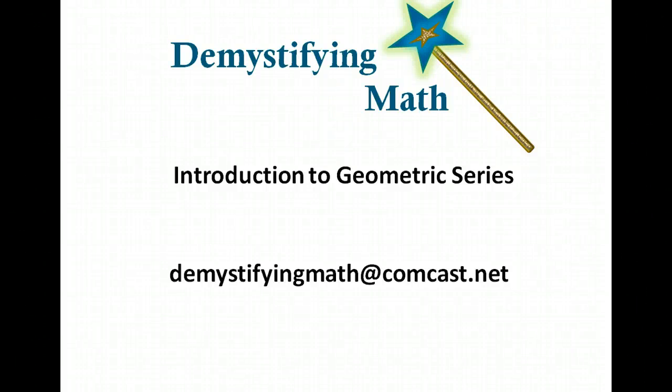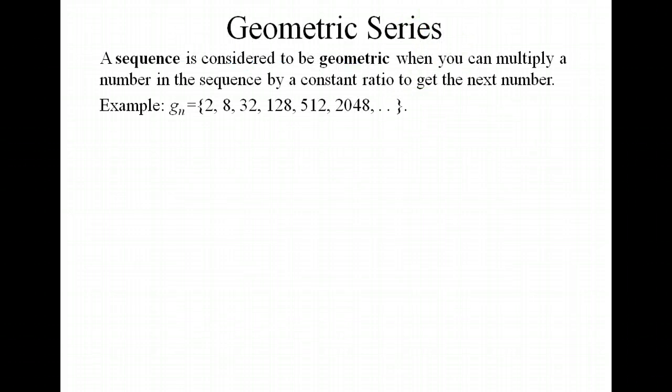In this lesson we're going to be discussing geometric series. Let's start off with geometric sequences. You know that a sequence is geometric if there is a constant ratio. In other words, if you can take one term of the sequence and multiply it by a number to get the next term of the sequence, and that number needs to be constant, or the same number each time.